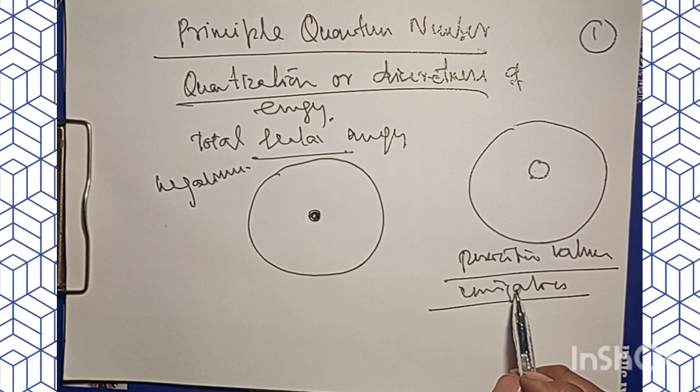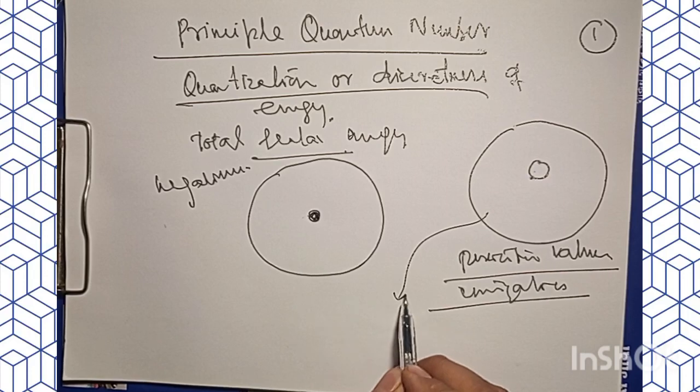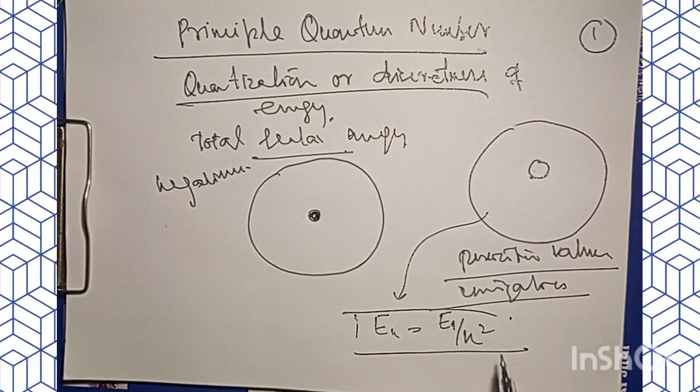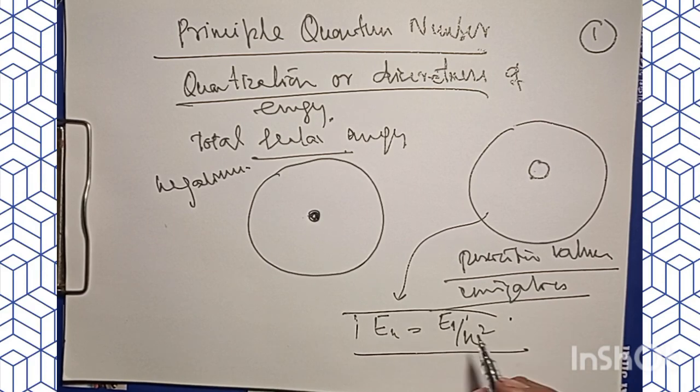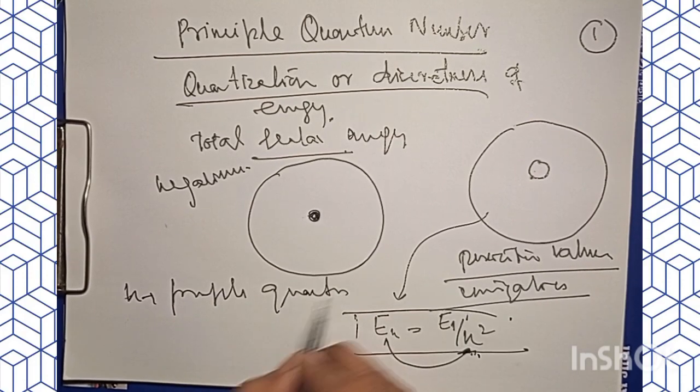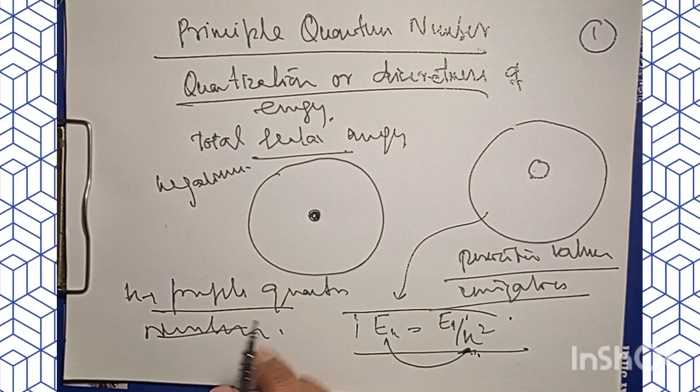To be precise, in the atomic world we have found that this energy En is E1 by n square, where E1 has some constant value that was incorporated in the previous video. So the quantization of electron energy in the hydrogen atom is described by this n, and this n is called the principal quantum number.